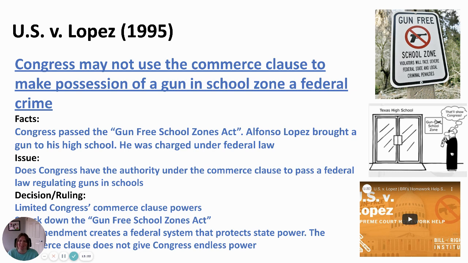And also the court ruled that the Commerce Clause does not give Congress endless power as they've been using it from the 1930s, basically. We're saying Great Depression era up until 1995.